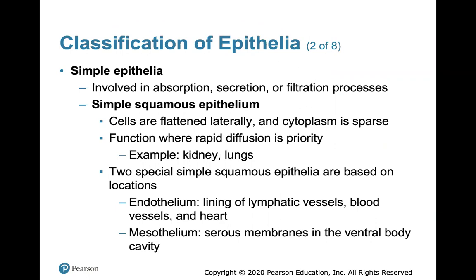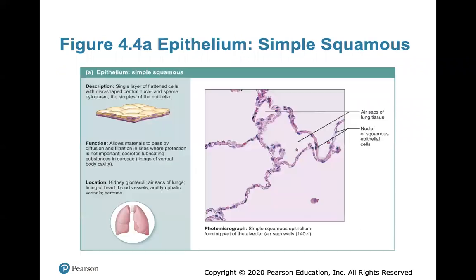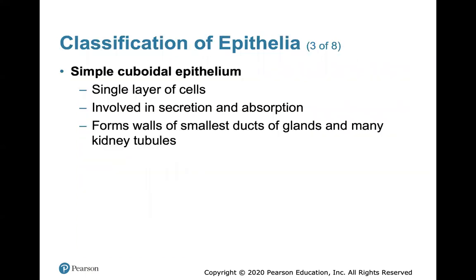There are two special simple squamous epithelia that are based on location. The endothelium lines lymphatic vessels, blood vessels, and the heart, and the mesothelium is the serous membrane in the ventral body cavity. So here's a look at simple squamous. Again, it's very thin, so it allows for rapid diffusion of materials directly through it, such as in the lungs, where carbon dioxide and oxygen are exchanged.